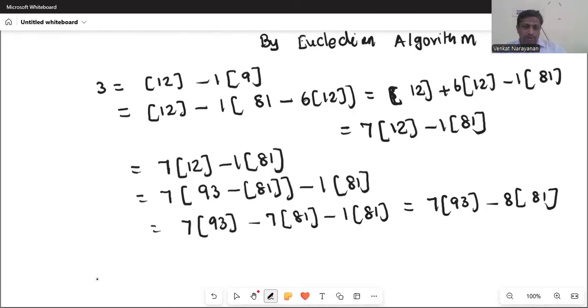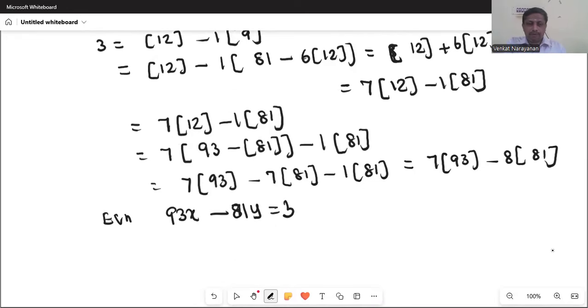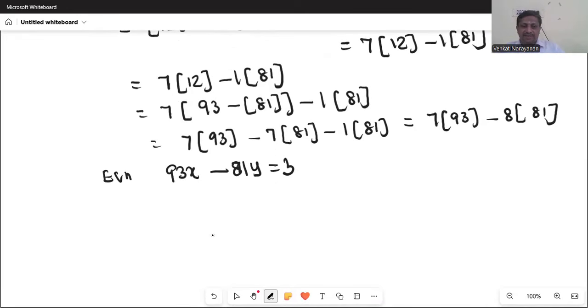From that we can understand the initial solutions. We know that the equation is 93x minus 81y equal to 3. Comparing these equations, we can assign x naught equal to 7 and y naught equal to 8.